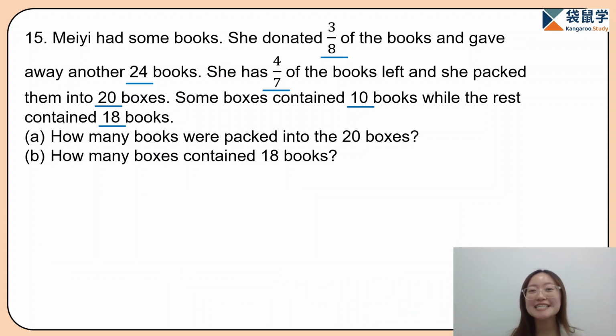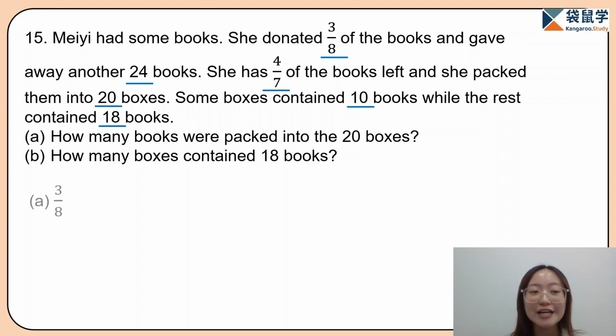Remember, firstly we have these 2 fractions, 3/8 and 4/7. And in the end, the total was 56 units. How did we get 56? It was 7 times 8, a common multiple of these 2 denominators.